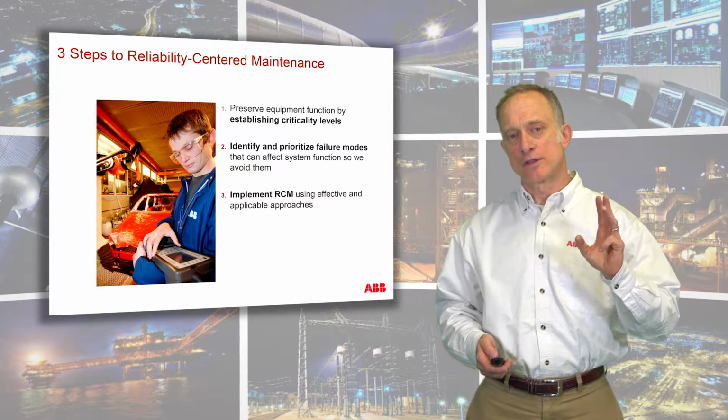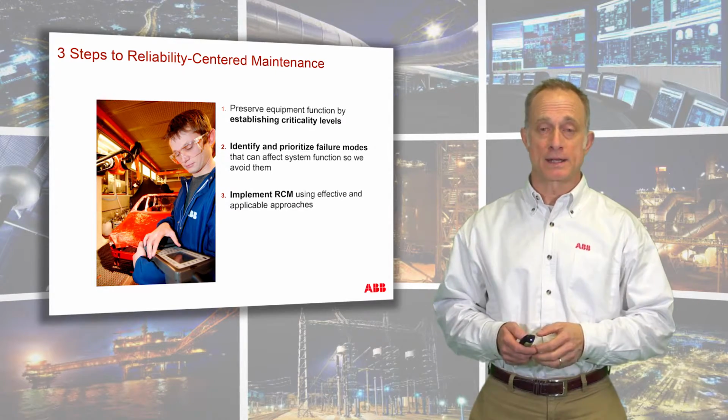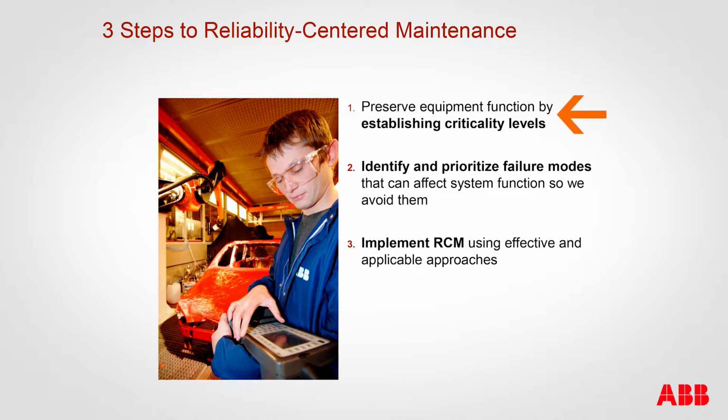All right, so let's talk about the three main steps to effective reliability-centered maintenance. The first one is to make sure that you preserve equipment functionality by establishing criticality levels of the equipment. The second is to identify and prioritize failure modes. Once we understand what the equipment criticality is, then we can start looking at what's likely to fail on this piece of equipment and put together some plans to address it. And then thirdly, implement reliability-centered maintenance by choosing the correct approaches.